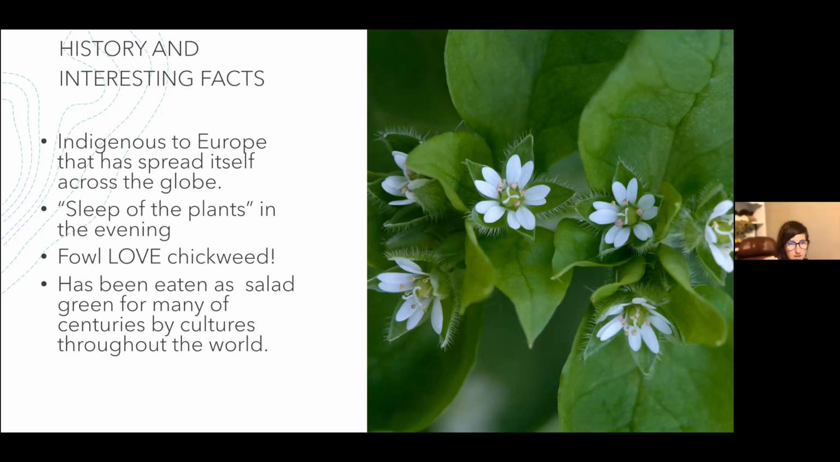It's called chickweed because chickens love it. All birds love it, especially fowl. So I have never fed chickweed to any type of bird that people can house, and they all just gobble it up.